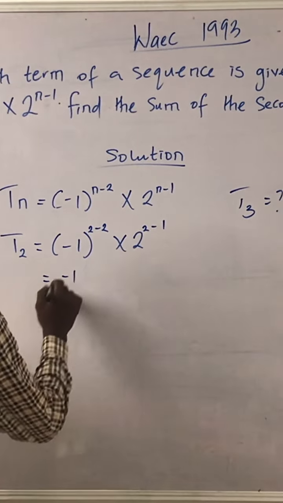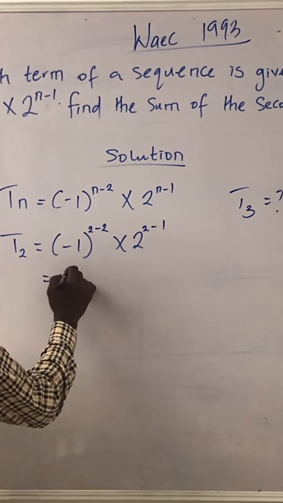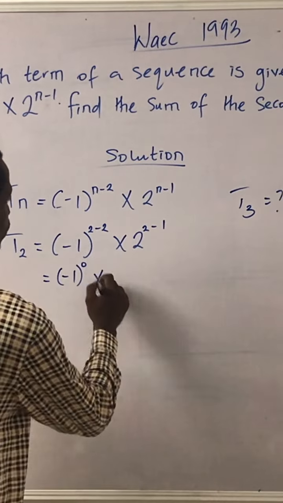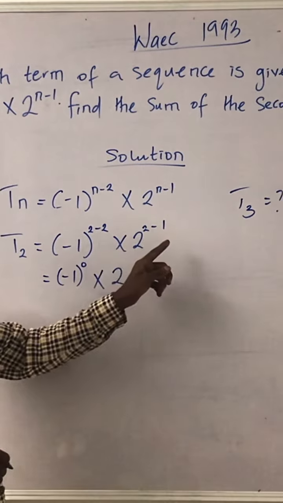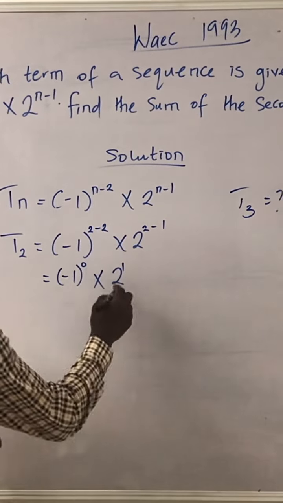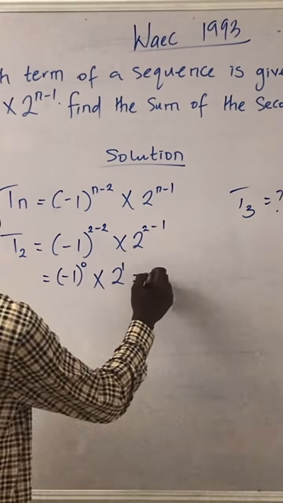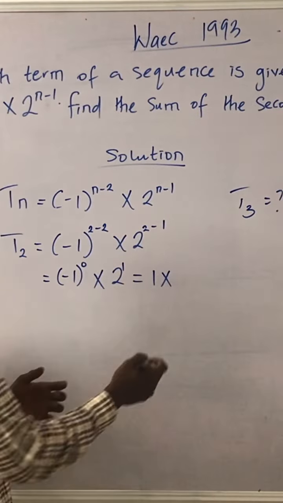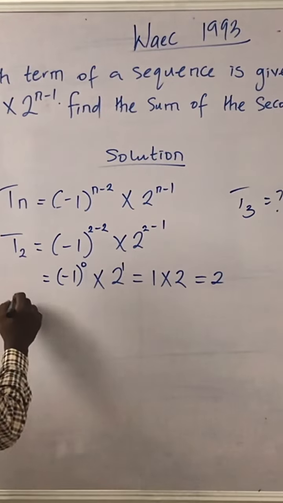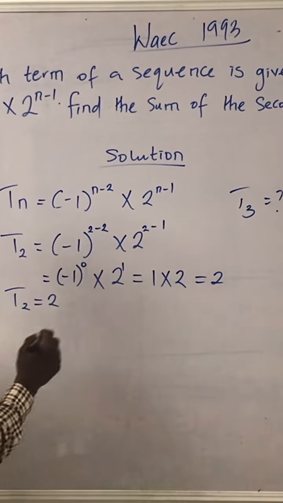So let's solve for that. We're going to have minus 1. Now, 2 minus 2 is 0. So this is going to be (-1)^0 times 2^(2-1), and 2 minus 1 is 1. Anything raised to power 0, we know in math, is 1. 1 times 2 raised to power 1 is 2, so 1 times 2 gives us 2. So we can conclude that our T2 is equal to 2.